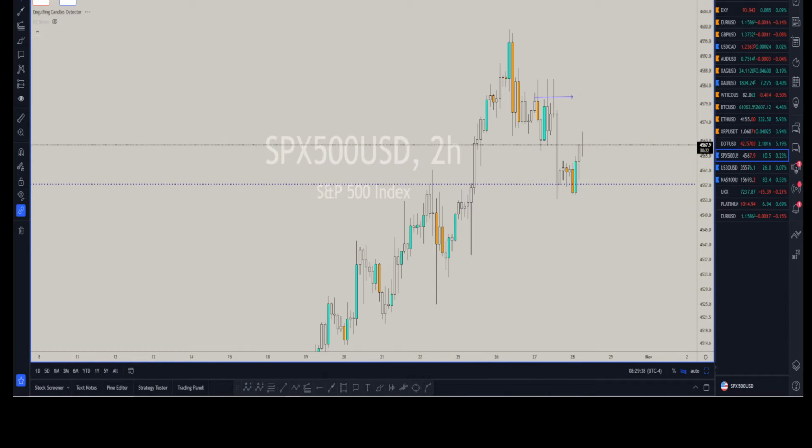So for this one, see, this was the low respecting the structure, and it looks more like a finished move.